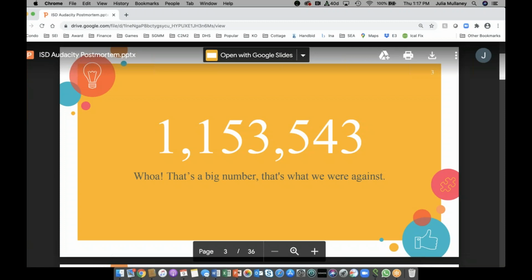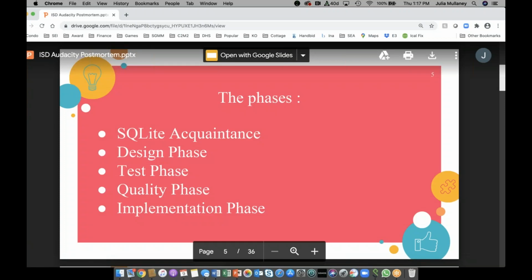Right. So what we did was we divided what we could do in this 2 to 3 months of time. What we came out with was phases: first we need to get acquainted with SQLite, then we need to see what we could design, and then we need to test it. The first thing that we had to do was to figure out what this code is all about.